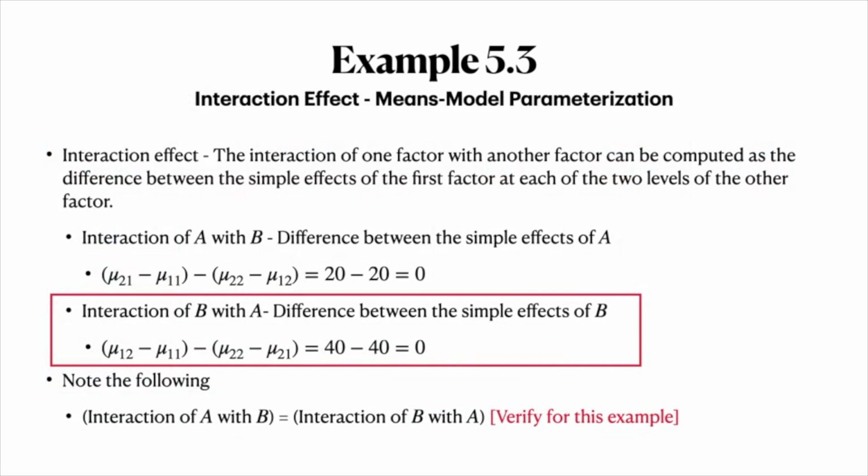Next, let's think about the interaction of B with A, and by definition that would be the difference between the simple effects of B. The simple effect of B at the first level of A is mu12 minus mu11. The simple effect of B at the second level of A is mu22 minus mu21. Both of those simple effects were found to be 40, and so obviously their difference is going to be 0. And so the interaction of B with A is 0.